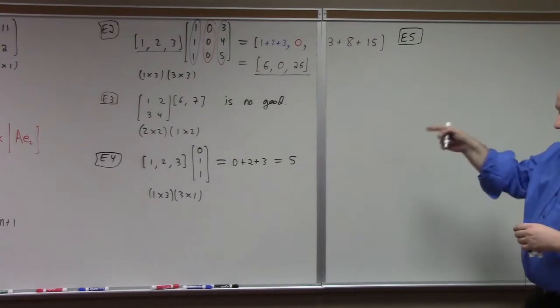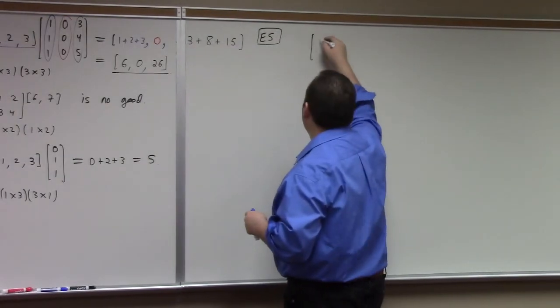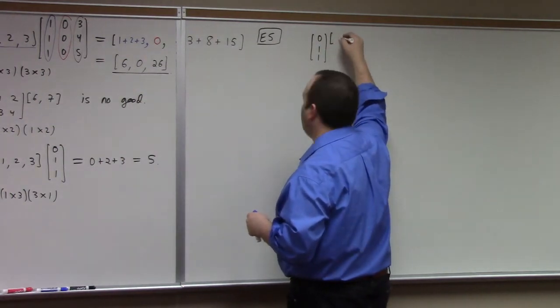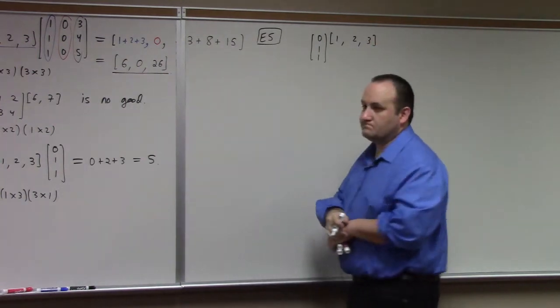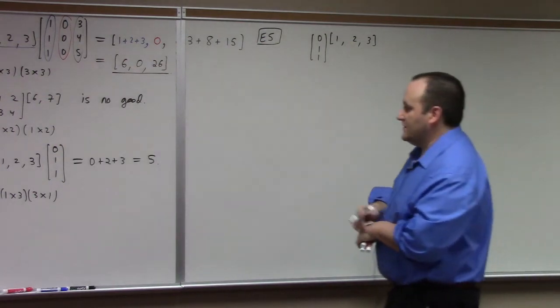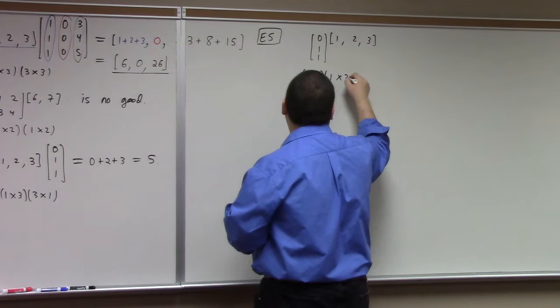But anyway, 5. What happens if we just reverse the order, though? What would happen if I do 0, 1, 1 times 1, 2, 3? Would that make sense? Yeah, we get a 3 by 3, because that would be a 3 by 1 times a 1 by 3.